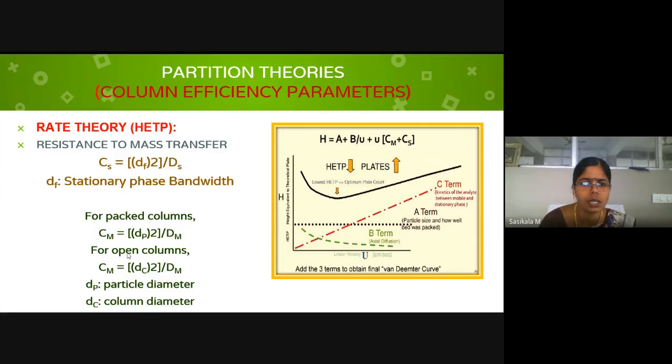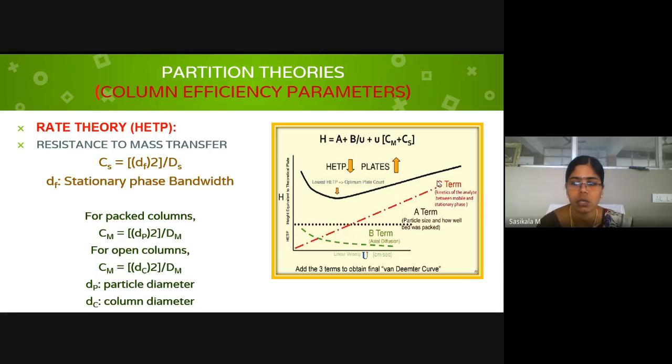Okay, so these are all the three factors under HETP for columns according to the Van Deemter equation. So what is HETP? A plus B by u plus u into Cm plus Cs. Sum of Cm plus Cs. Okay, or we can call this Cu also. C into u. C can be written as mobile phase and stationary phase, the sum of mobile phase and stationary phase terms. Clear now about the Van Deemter equation.